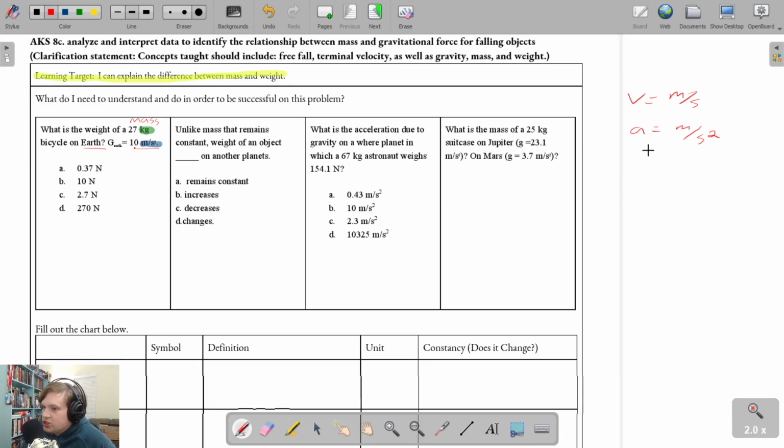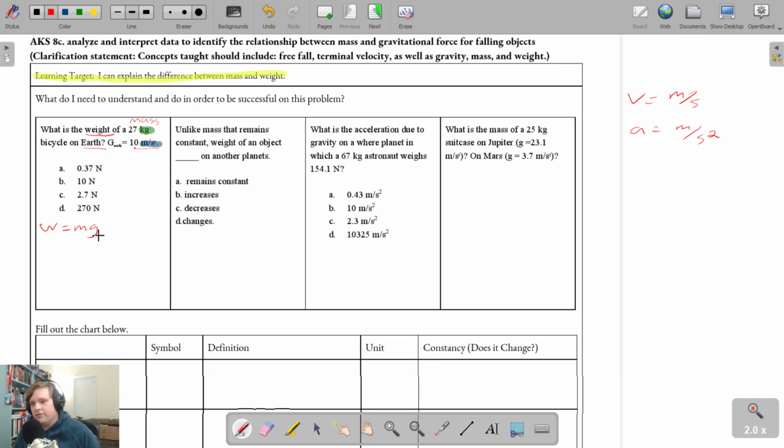Remember, acceleration is the change in velocity. It's the slope on the velocity time graph. So you have your velocity is meters per second. Your acceleration, meters per second squared. So when we look here, 10 meters per second squared, we know that is our acceleration due to gravity. Okay, so we are dealing with weight first and foremost. So the first thing we should do is write out the equation for weight. Weight is equal to mass times gravity.